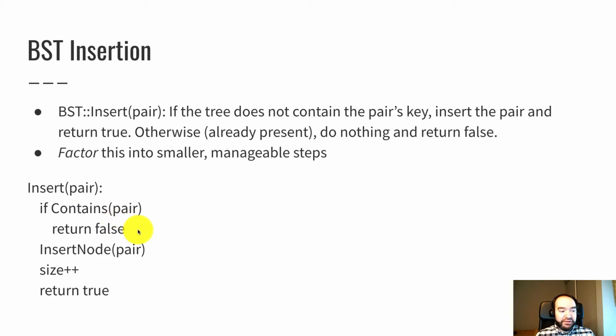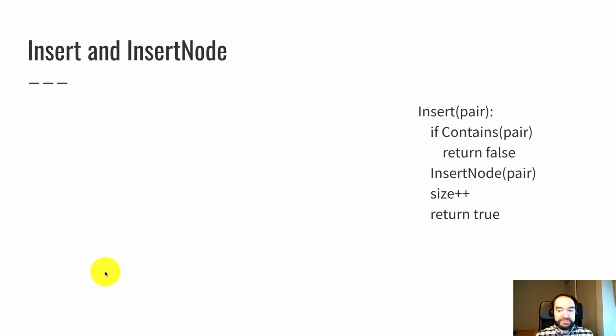If we get past the return statement, then we know that the key is not present anywhere, and we'll call a private helper function called InsertNode given the pair. And InsertNode can assume that the key is not present. That will simplify that a little bit. Insert does size plus plus. We have to keep the size int in sync and return true because we know that the insert actually had an effect on the tree.